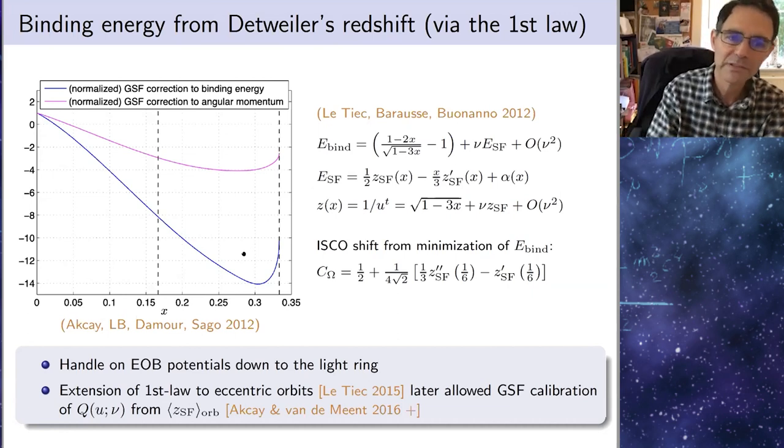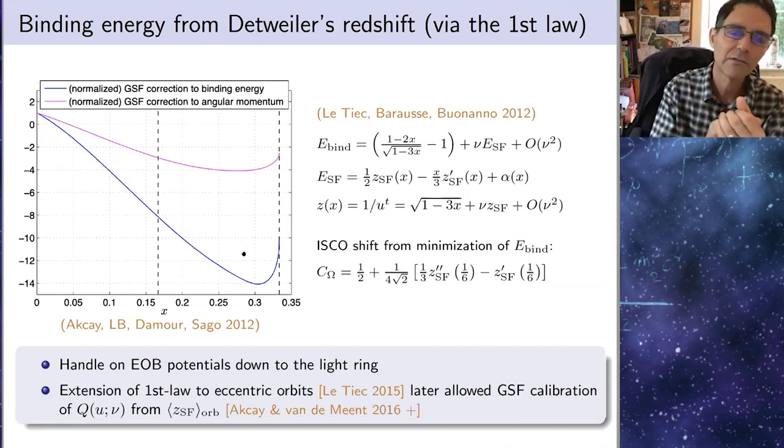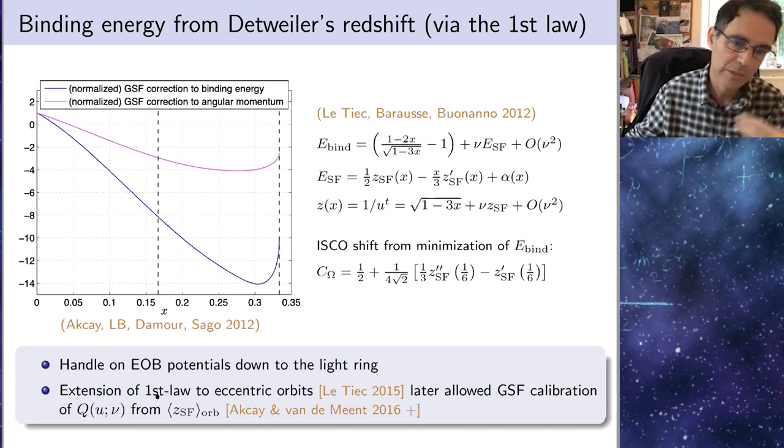It helps, for example, detect an issue with the self-force, with the EOB formulation, a certain divergence at the light ring that was later resolved by changing the gauge of the EOB formulation. And later on, when there was a formulation of the first law for eccentric orbits, it also allowed this kind of game to calibrate the last potential of the EOB formulation, the Q potential that's associated with high eccentricity.